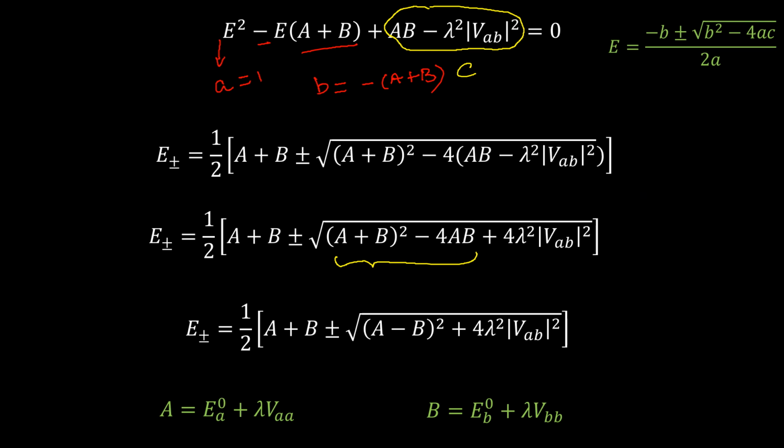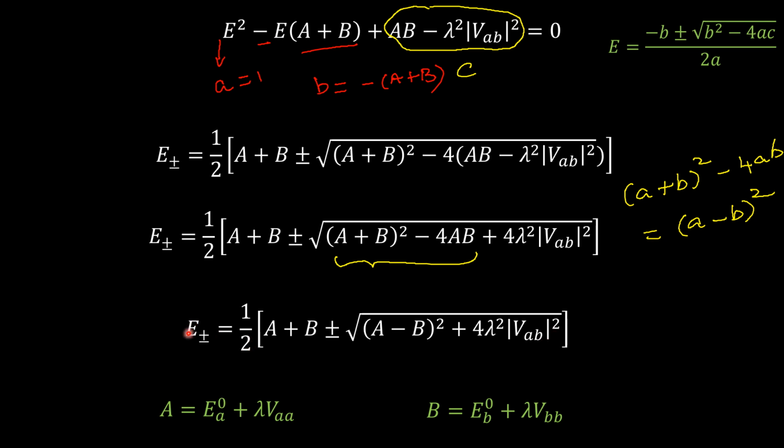That is (a plus p) whole squared equal to m, sorry, (a plus p) whole squared minus 4ab, minus 4ab, will equal (a minus p) squared. So I can rewrite this as (a minus p) squared plus 4 lambda squared modulus VAB squared. So this is the energy.